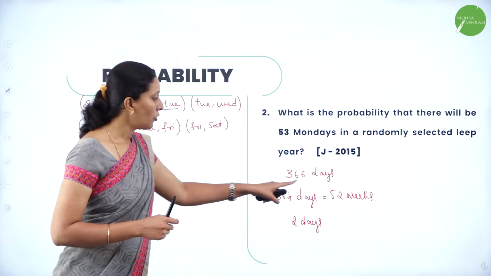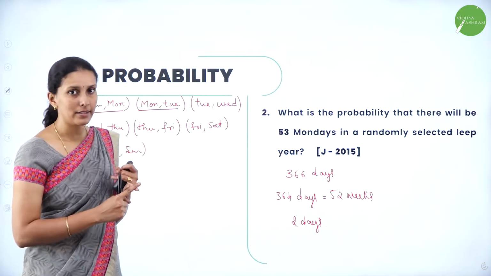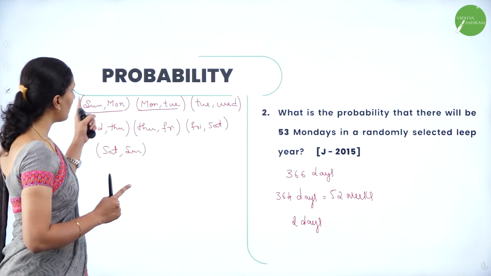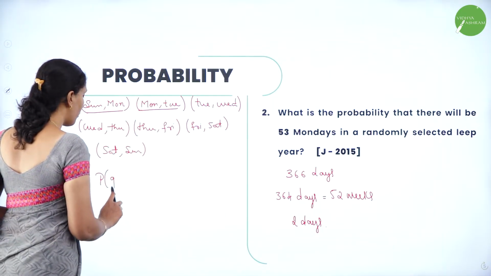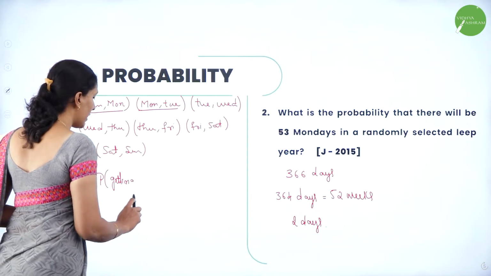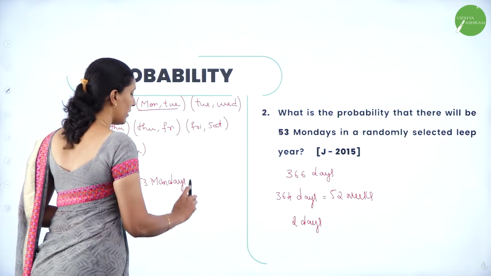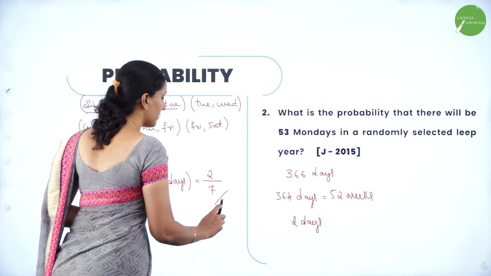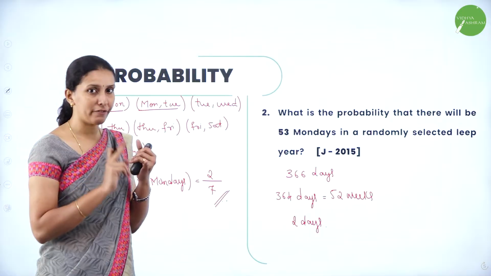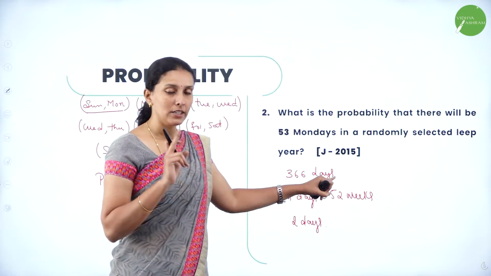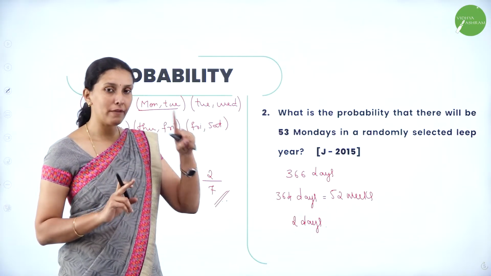So out of 52 weeks, we will get 52 Mondays, and we need a total of 53 Mondays, and that 53rd Monday will be either in the form of Sunday, Monday or Monday, Tuesday. Therefore, the probability of getting 53 Mondays is 2 by 7. So this is for a leap year. If they have given 365 days, then only 1 day will remain beyond 364 days. So the probability of getting one more Monday will be 1 by 7, because we have only 1 day left.